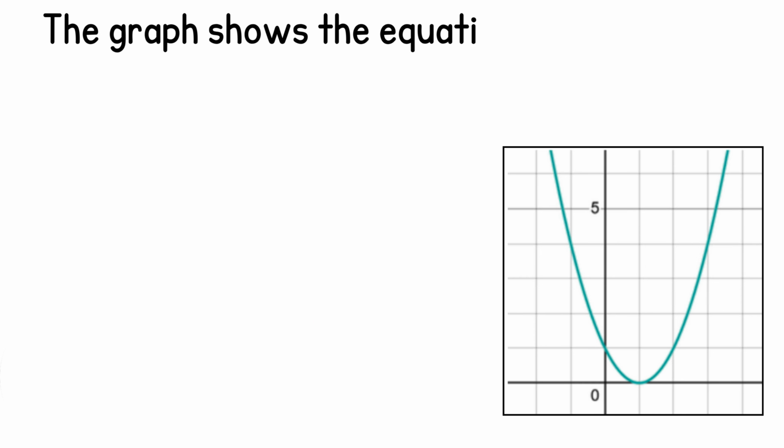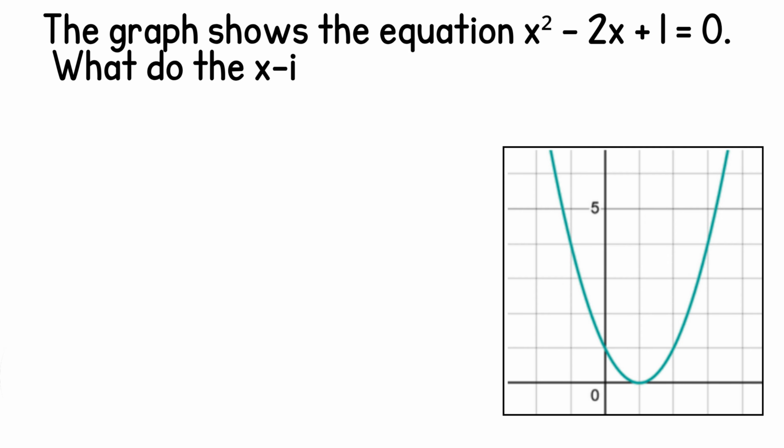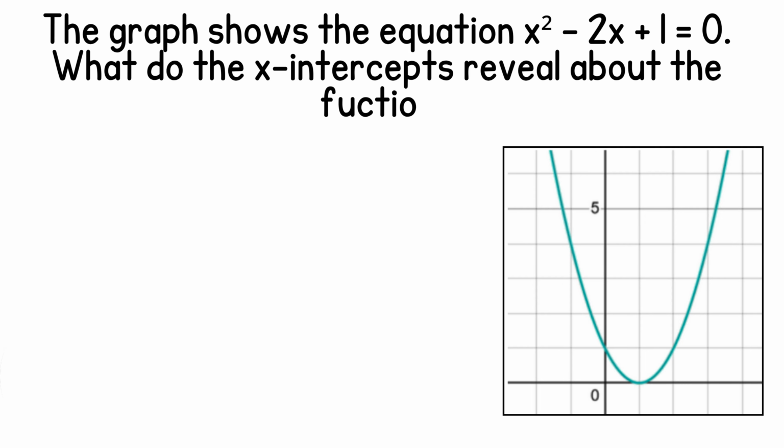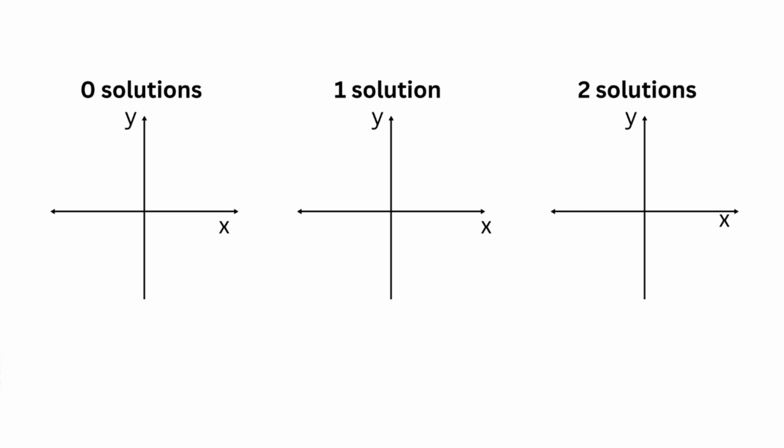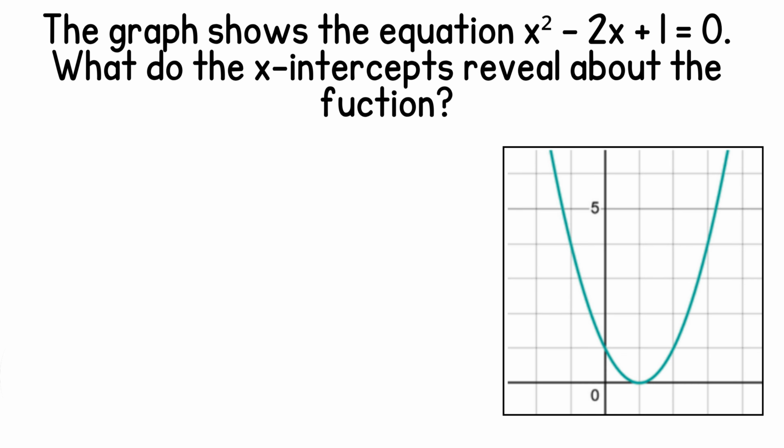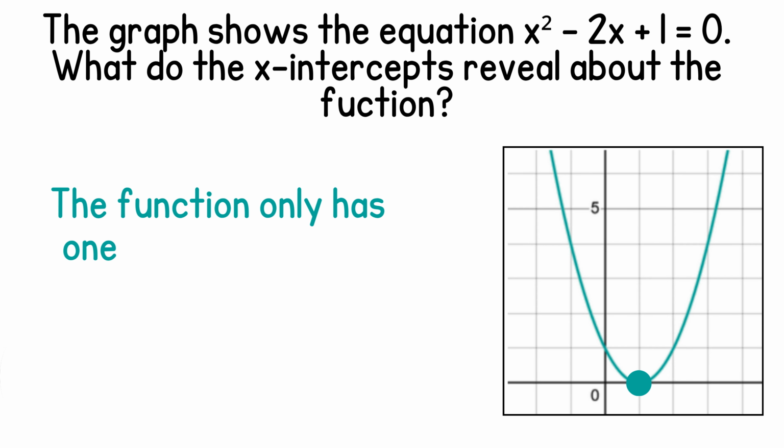In this example, the graph shows the equation x squared minus 2x plus 1 equals 0. What do the x-intercepts reveal about the function? First, let's review what solutions will look like on a coordinate plane. If it has 0 solutions, then our parabola is never going to touch the x-axis. If it has one solution, it will hit the x-axis exactly one time. And if it has two solutions, then our parabola will hit the x-axis twice. So if we look at our example, it only hits the x-axis once, and that's at the vertex. So this tells us the function only has one solution at the point 1, 0.